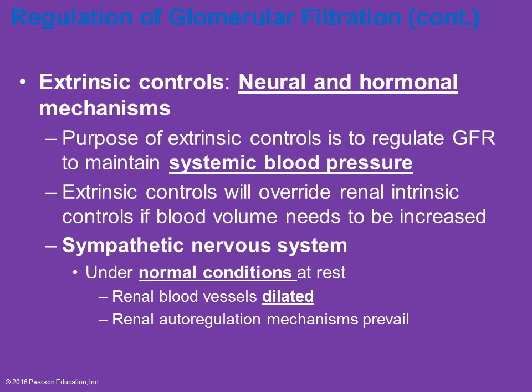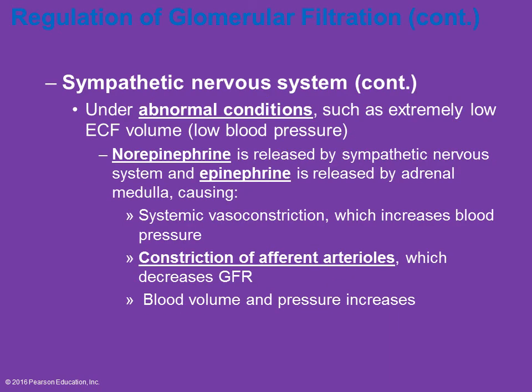The extrinsic controls, like I said, are neural and hormonal. We want to control the blood pressure extrinsically through the sympathetic nervous system. Under normal conditions, the renal blood vessels are going to be dilated, and that allows the internal autoregulation to occur. If the sympathetic nervous system is stimulated, then it will constrict those renal blood vessels, having less blood flow through the kidneys. Now, this can also come into play with low blood pressure. If you decrease the blood flow, that's going to increase the pressure.